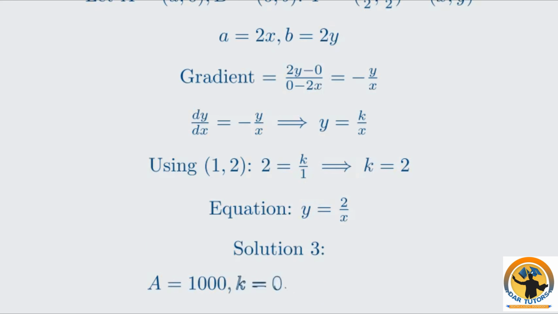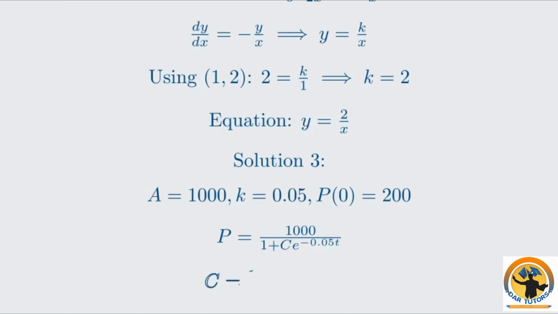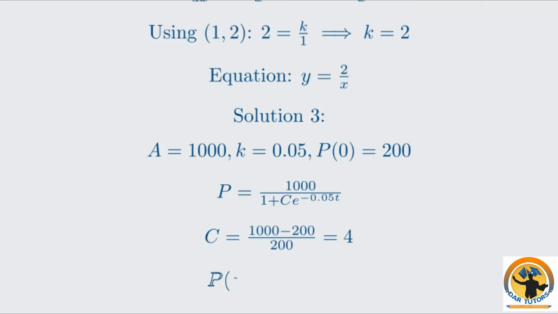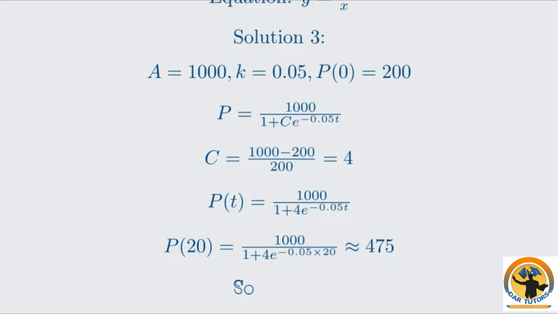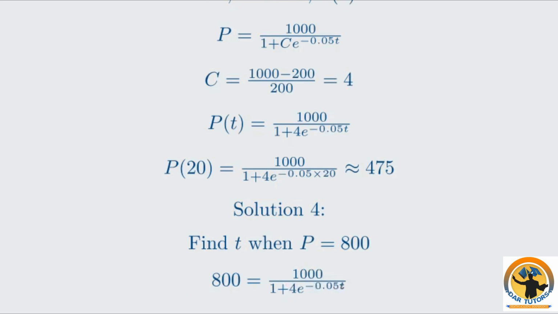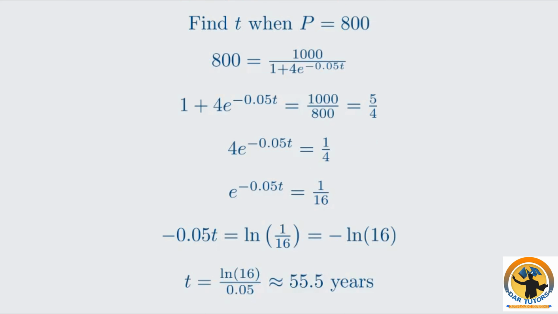For question 3, we use the logistic growth formula. The carrying capacity A is 1,000, and the growth rate k is 0.05. The initial population is 200. We find the constant C is 4. The equation is P equals 1,000 divided by 1 plus 4 times e to the power of negative 0.05t. Plugging in t equals 20, we find the population is approximately 475. For question 4, we set the population P equal to 800 and solve for t. This gives t equals 20 times the natural logarithm of 16, which is approximately 55.5 years.